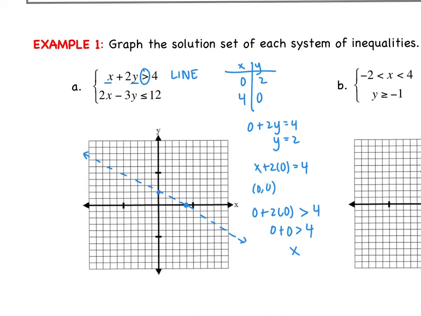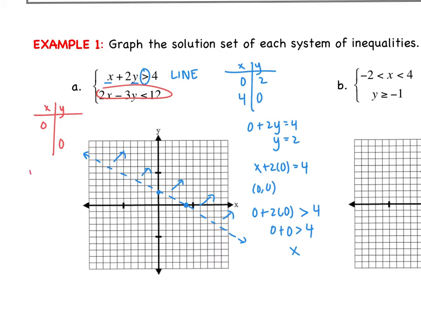So what I'm going to do is I'm just going to indicate that I would shade this way if I were going to. I'm not actually going to shade because all I care about is where the shading intersects. I don't care about that individual shading. I care about where the two intersect. Okay, this second one, standard form, so we're going to make our XY table again.